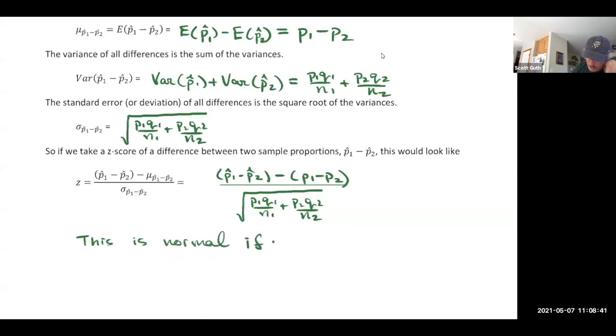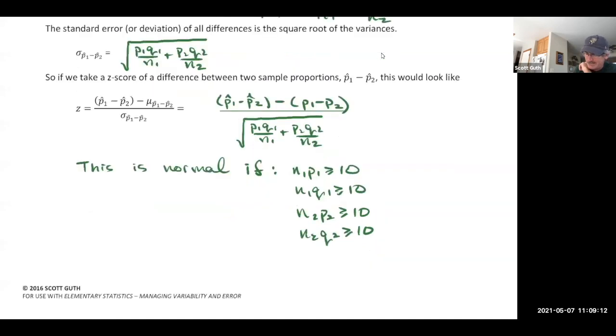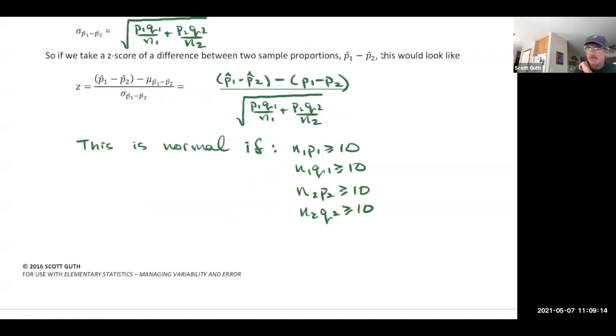And I'll just remind you, the difference between two population variables are normal if the individual populations are normal. So I need both distributions to be normal. So I'm going to be saying this: n1 p1 greater than or equal to 10, n1 q1 greater than or equal to 10. But it needs to be true for both of them. n2 p2 greater than or equal to 10, n2 q2 greater than or equal to 10. So you're going to have a lot to check on these to demonstrate that the distribution will be normal.